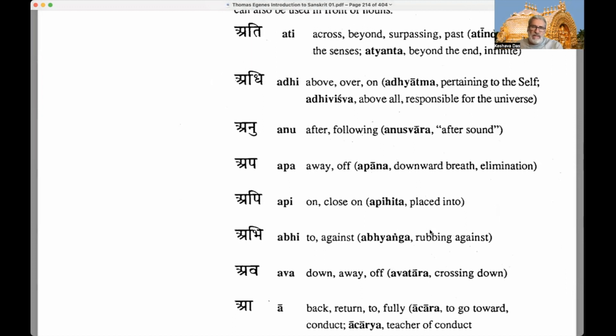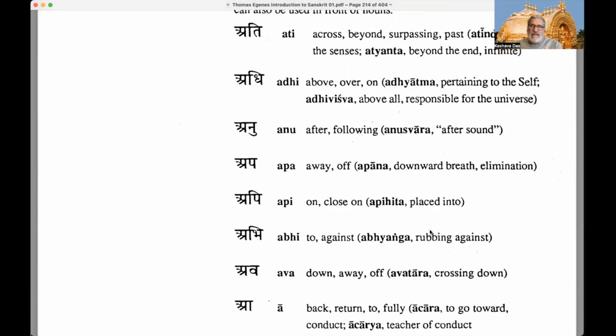We have another example here, adi. Adi means above, or gives a sense of above or over or on. Adhyatma. Adhyatma is obviously made of atma. The word atma means the self. Sometimes it can mean the supreme self. Sometimes it can mean the individual self, right? In this case, pertaining to the self, right? Right. Pertaining to the self is adhyatma.